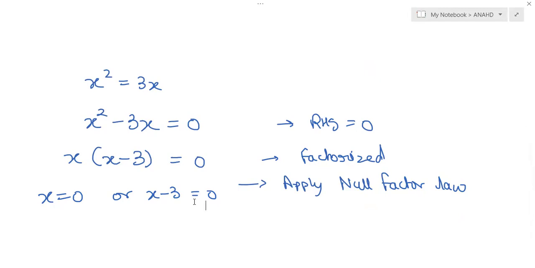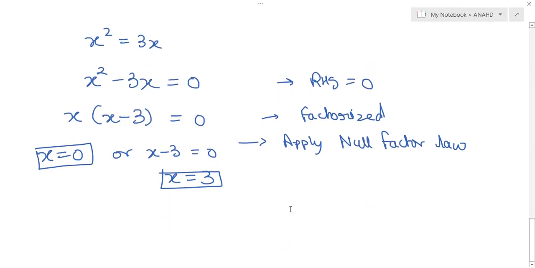So either x is equal to 0 or x minus 3 equals 0, which means x is equal to 3. In this way, we get two different values of x: either x is equal to 0 or x is equal to 3. So these are the two roots of the equation x squared minus 3x equals 0. Now, just coming to the final part of this.